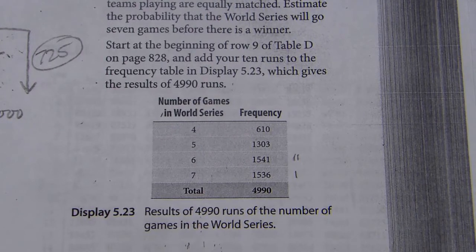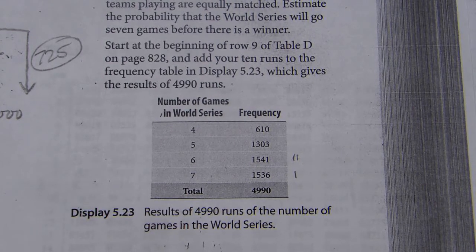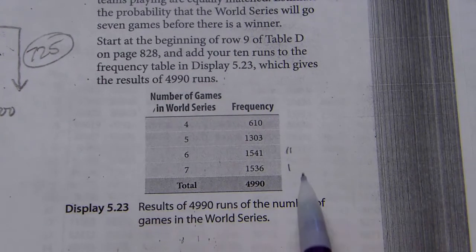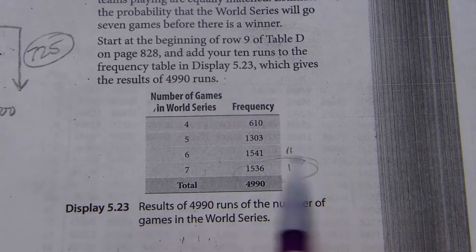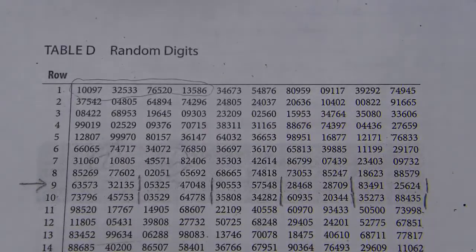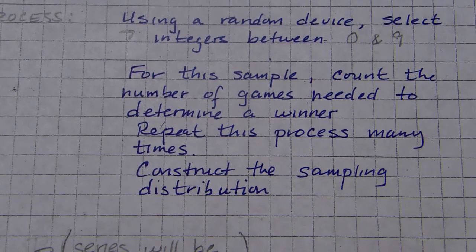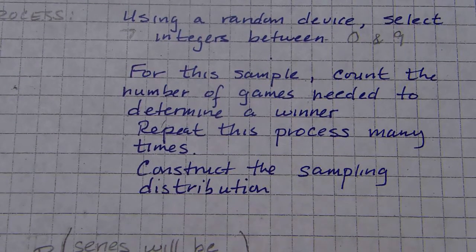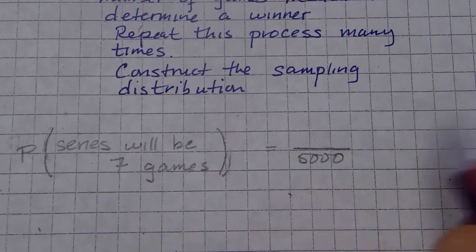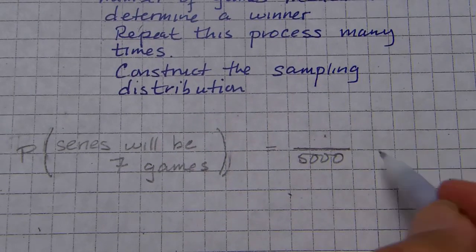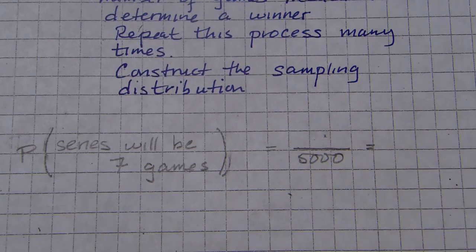And so you'll then be getting a total of 5,000. So you're going to want to keep track of how many times it took 7 games in the 5,000. Of the 5,000 series that we simulated, how many went 7 games? We'll put down the number of that and we'll see what that percentage is.